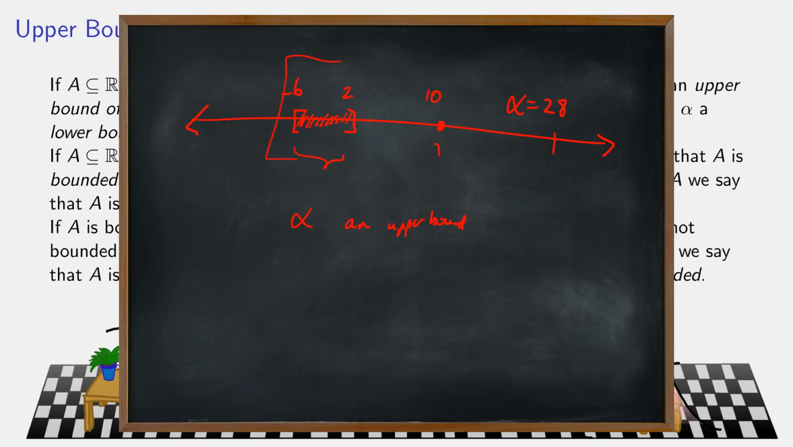Now this particular set is bounded above because it has an upper bound, but it also has a lower bound, like -10. Everything in the set is bigger than or equal to -10, so this set is also bounded below, and if it's bounded above and bounded below, then you can call it bounded.